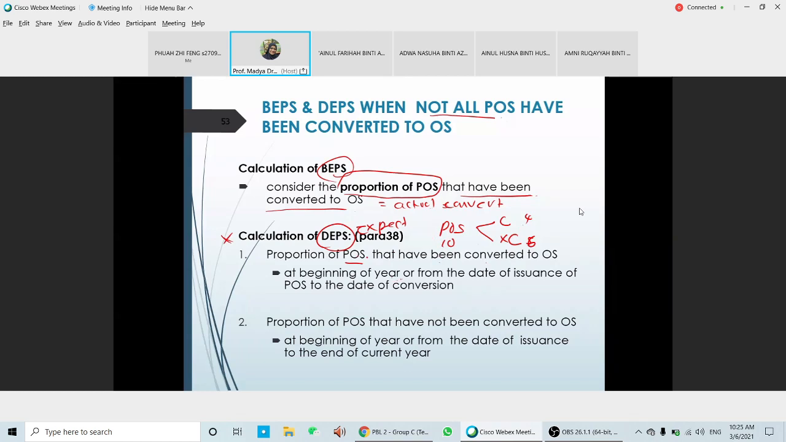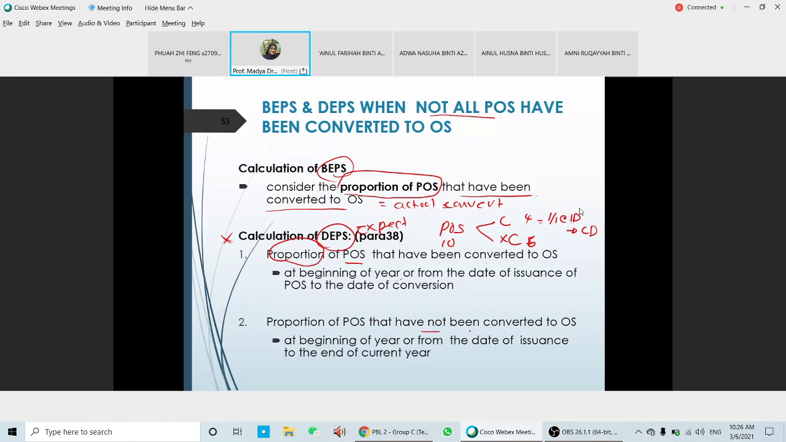For the one that you convert, the proportion of POS that has been converted should be calculated from the beginning of the year, 1st of January, or at the issuance date, until the conversion date. So you need to calculate the periods here. The proportion here refers to the periods. From the beginning of the year or the issuance date, whichever is earlier, until the conversion date. That one is for the one that you convert.